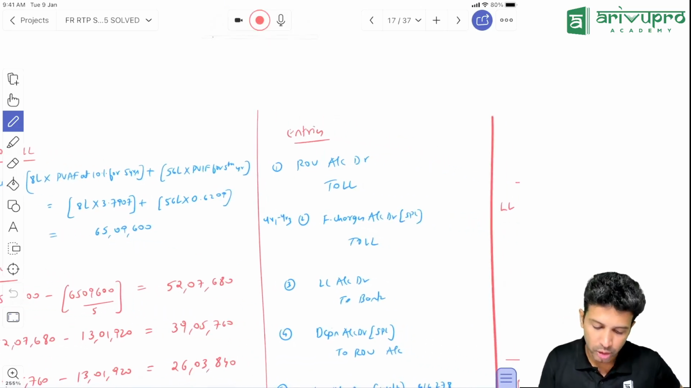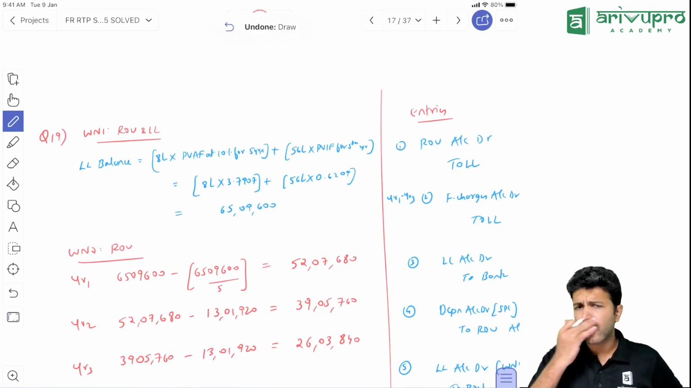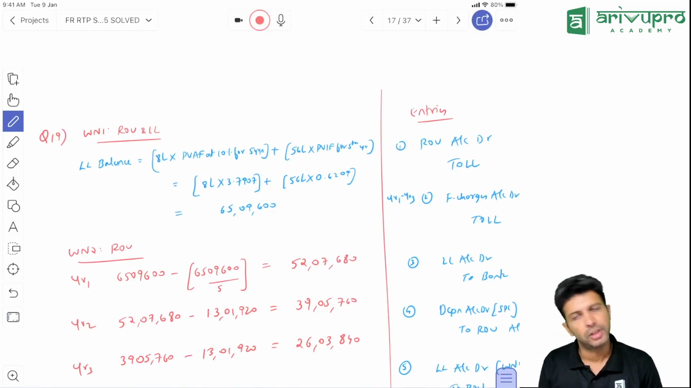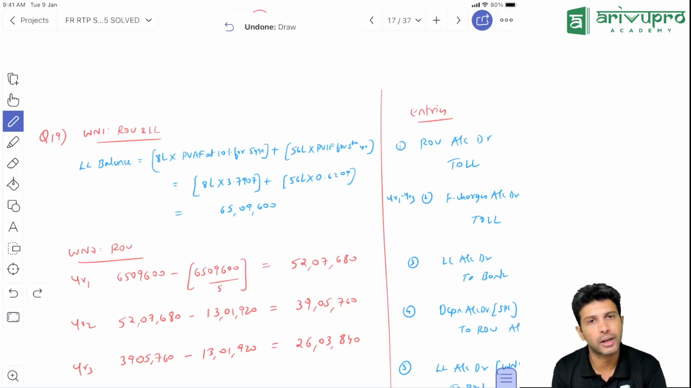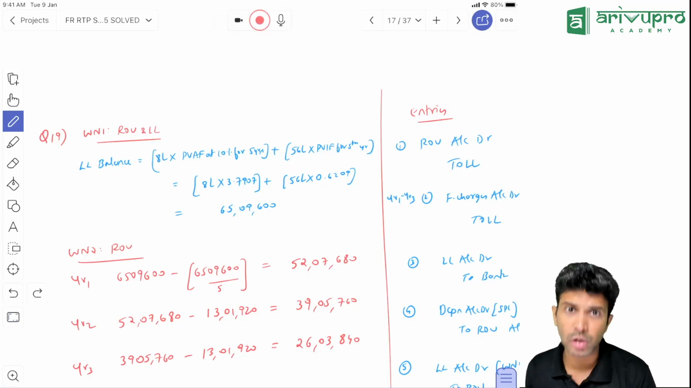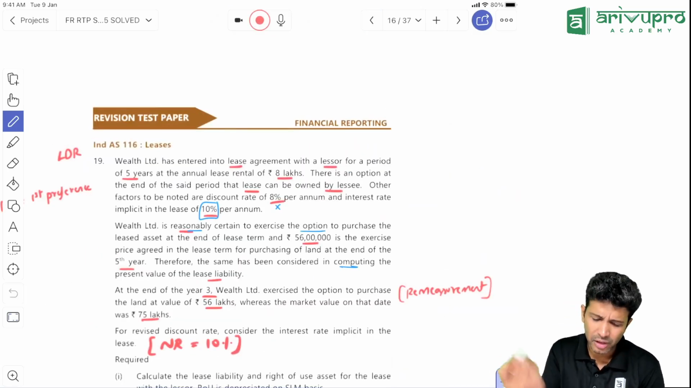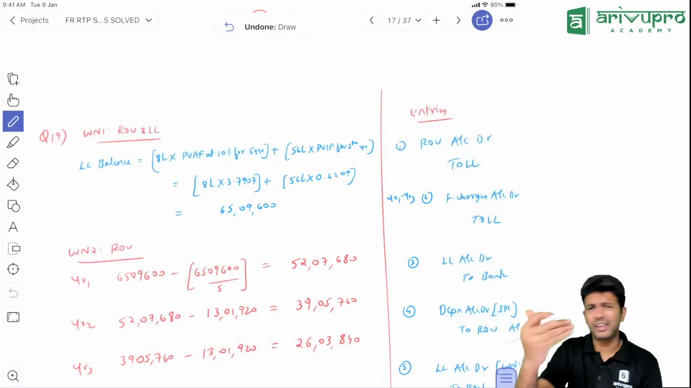We'll pass the entry: ROU account debit to lease liability, this particular value. Now ROU will have to depreciate, right? Initially, the lessee's thought process is we'll use it for 5 years, so you'll depreciate over 5 years. Correct? If the lessee has an option to purchase it, will we not depreciate the asset over its useful life? Yeah, but they have not given the useful life of the asset, no? So we will depreciate it over the lease term only.